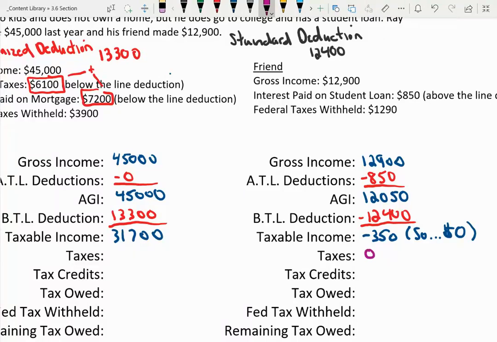Okay. I'm going to keep going here. His friend has no other things going on. He has no tax credits that he could use. So then well, let me put that in blue, actually. Keep this.